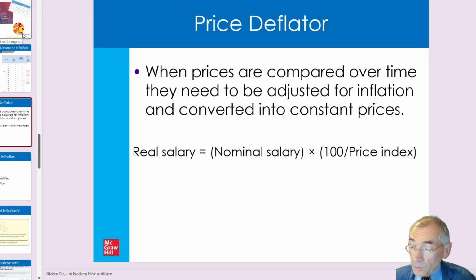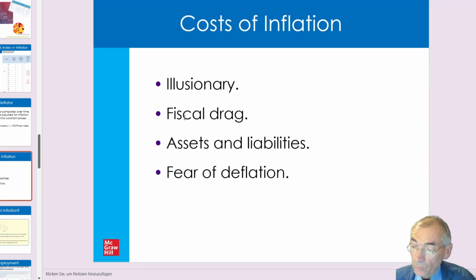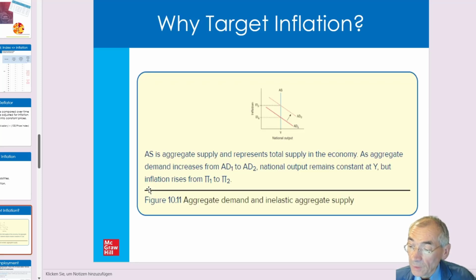So much for inflation. We already talked about the deflator, what it is and what we use it for. Inflation has, in fact, costs for the economy. That's why a government should make sure to avoid inflation, and in fact not the government but the central bank. There are reasons to target inflation.